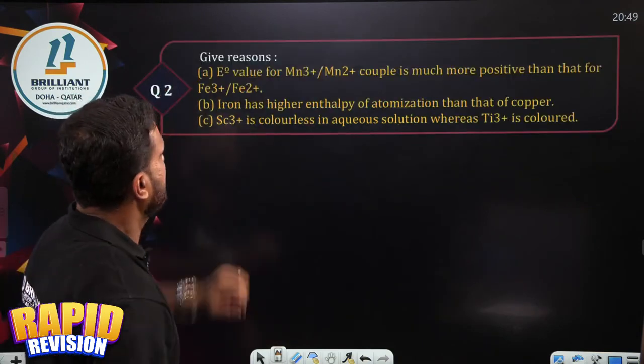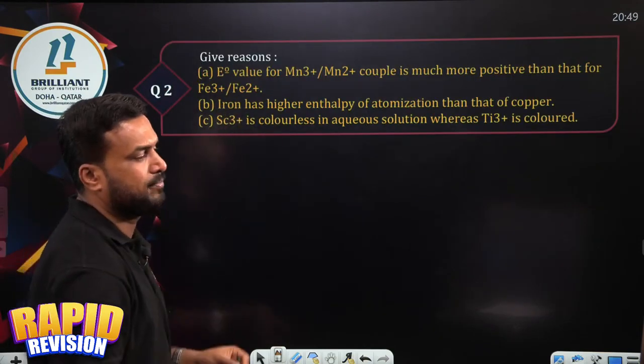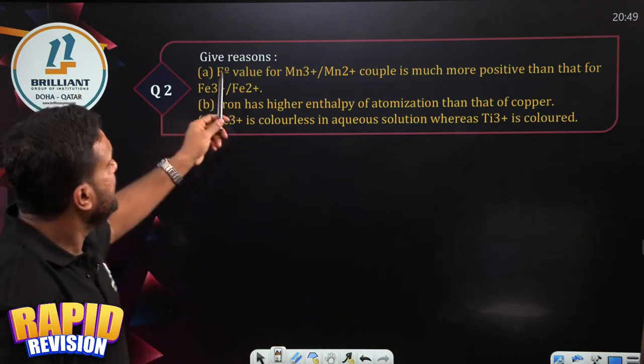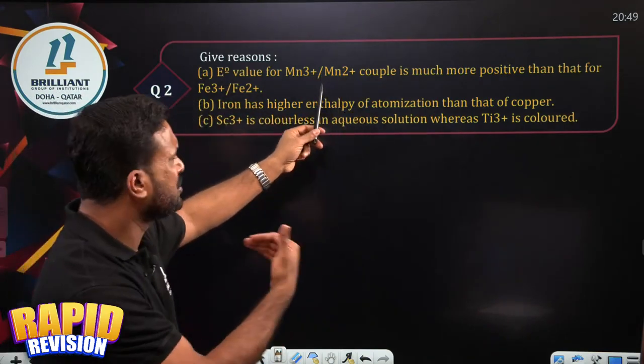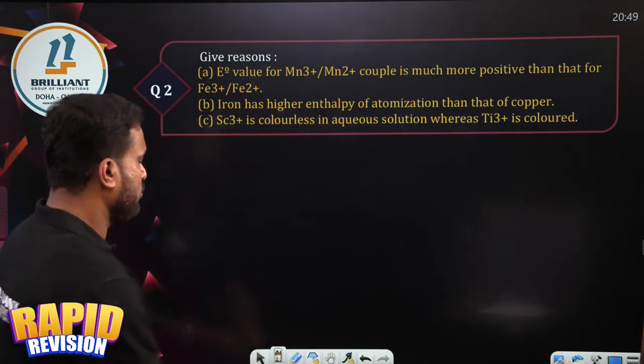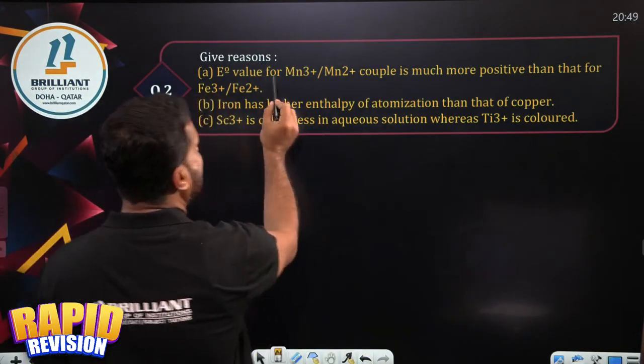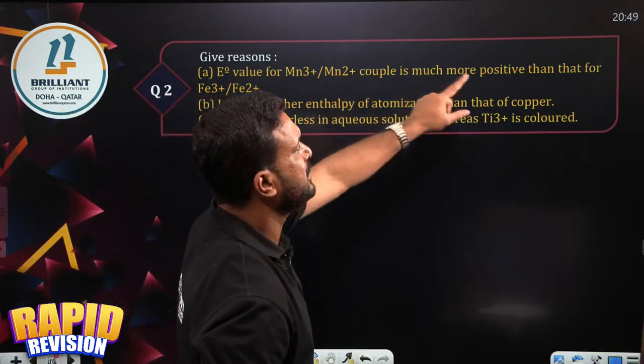Question number 2. Give reason. This is another type, the same type of question. The E naught value for Mn3+ to Mn2+. See, they will ask the same question if they are asking this type of question. So the Mn3+ to Mn2+ couple is much more positive.